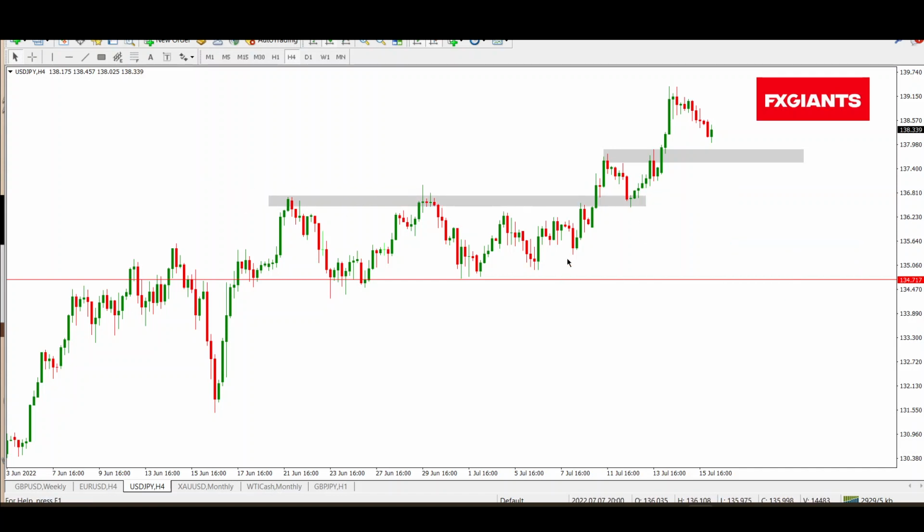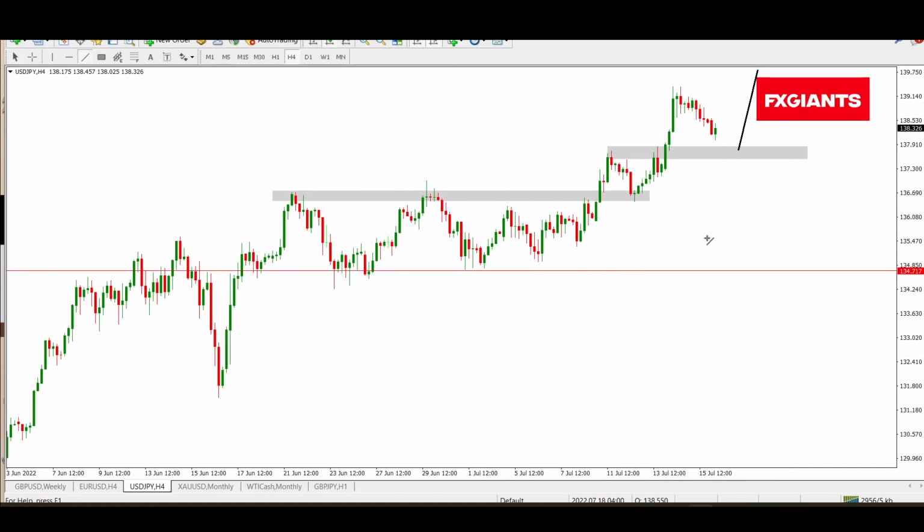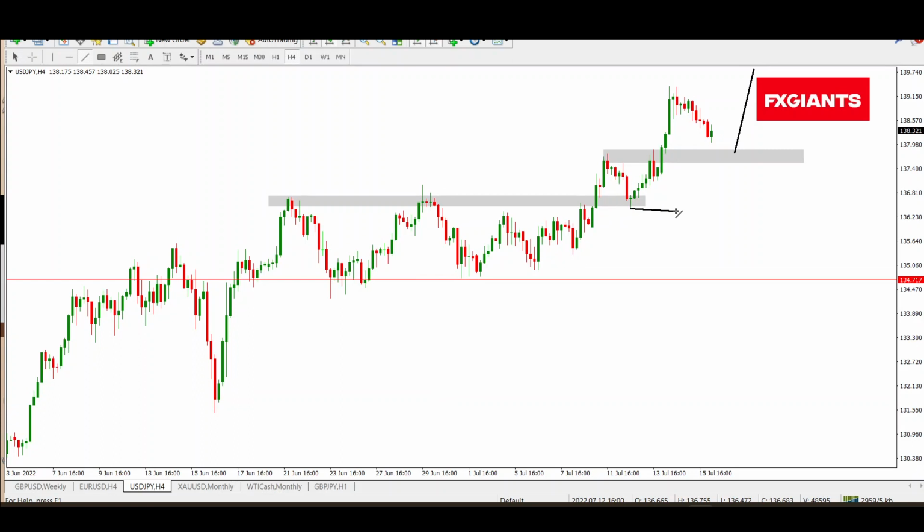So we can see that the market structure has been overall bullish here. We've had a push break of structure and we are currently experiencing the retracement. Now we have a key zone marked up here. Price can come into this key zone and then we see a buy continuation from this zone. But overall, as long as this low remains intact, our bias remains bullish on USD JPY until we see a break below this low.